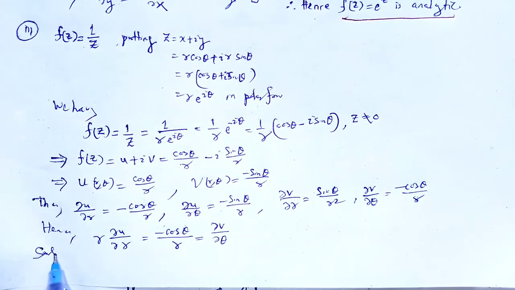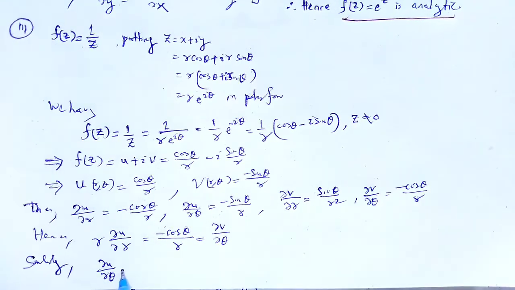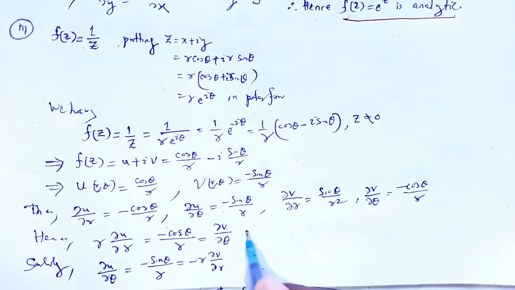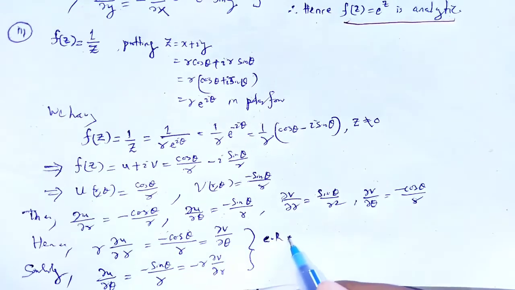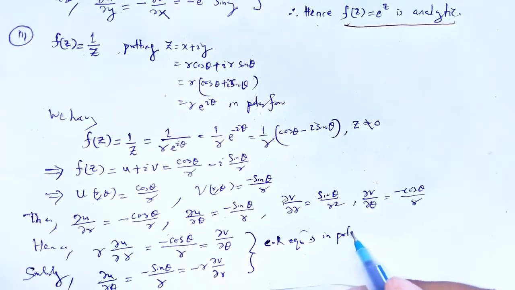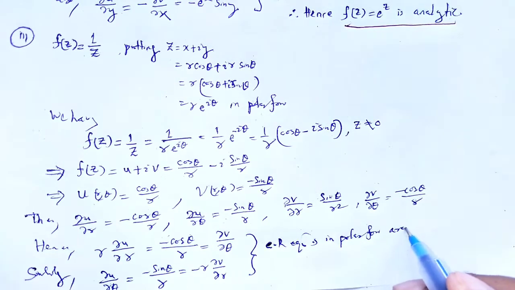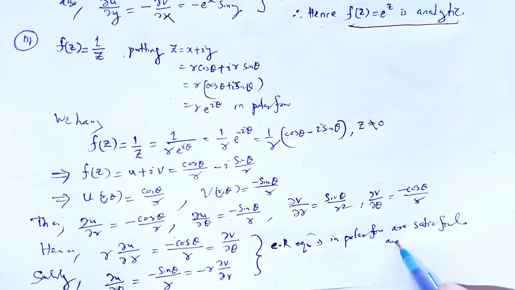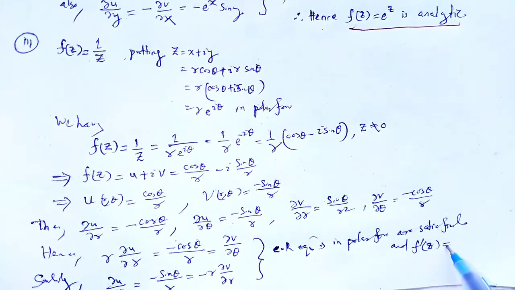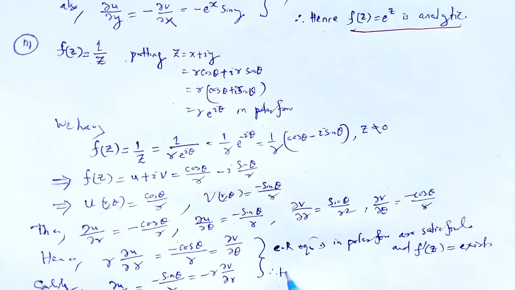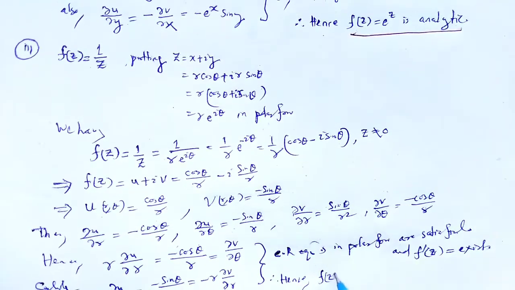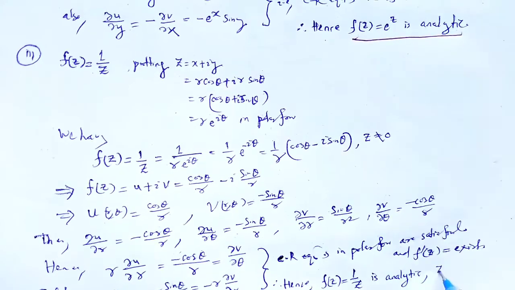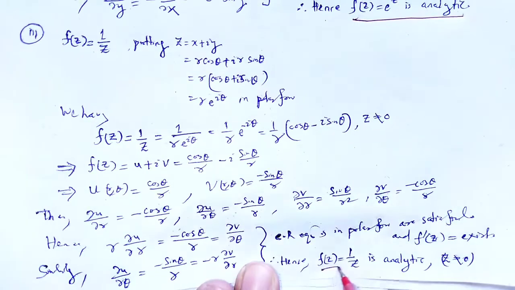Similarly, del u by del theta is equal to minus sin theta divided by r, which is the same as minus r del v by del r. These two CR equations in polar form are satisfied, and its differentiation f dash z exists. Hence, we say the given function f of z is equal to 1 by z is analytic, provided that z not equal to 0. This is an analytic function.